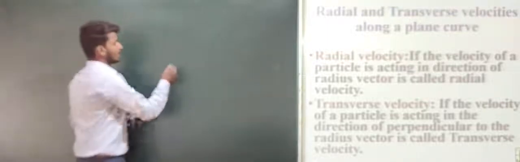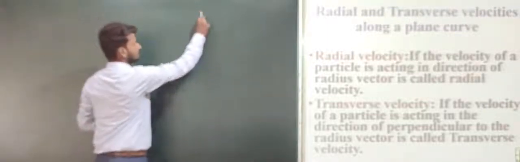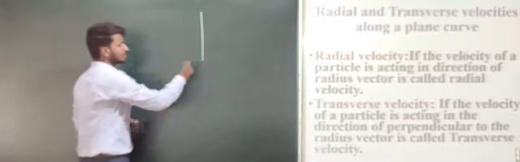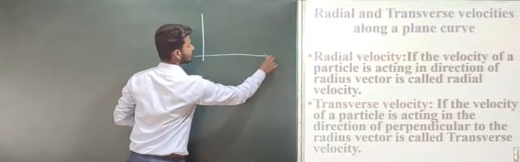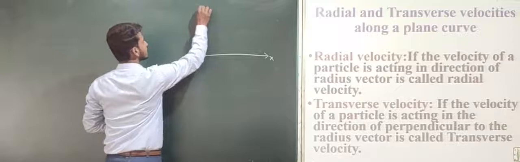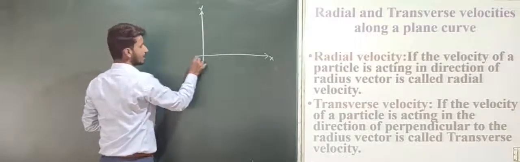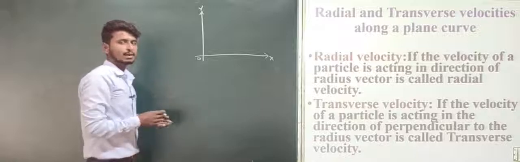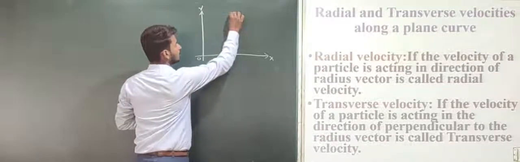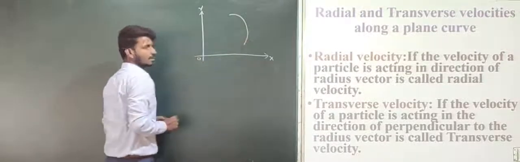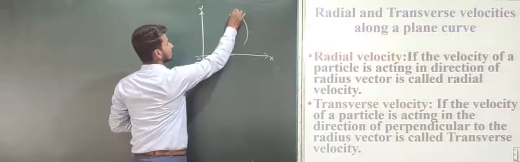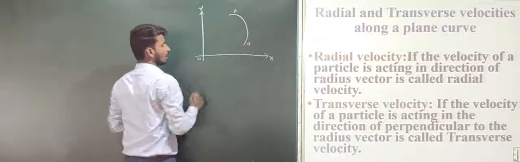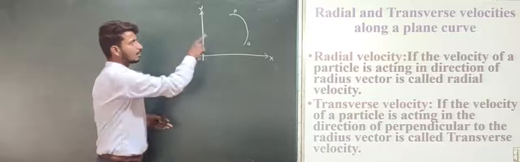Let us see this by an example. Consider a coordinate system. This will be the x-axis, this will be the y-axis. Let this be the point O. Here your particle is traveling in a plane curve. We can denote this as a plane curve AB.